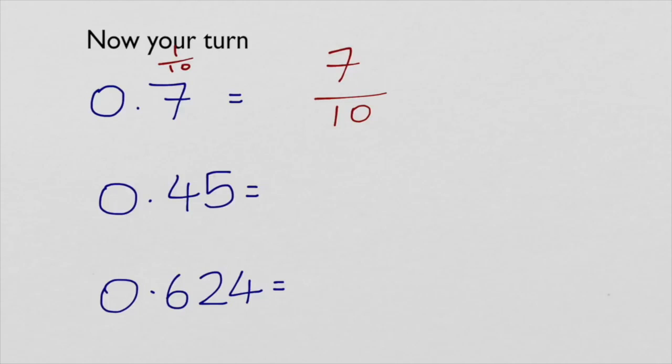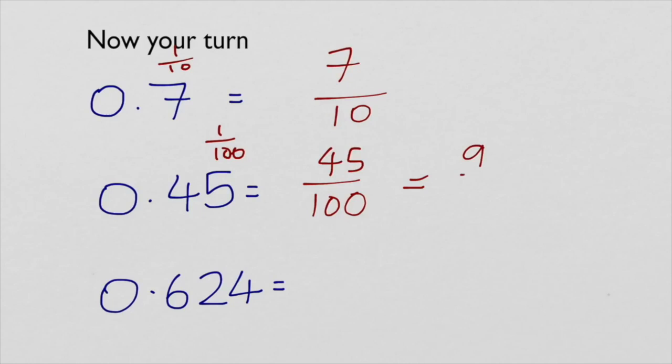The second decimal, 0.45, that last number is in the 100ths column, so I know that 100 will be at the bottom. All I need to do is write down the full number after the decimal point, which is 45, and that I can simplify further. I'll divide both by 5, which equals 9 over 20.